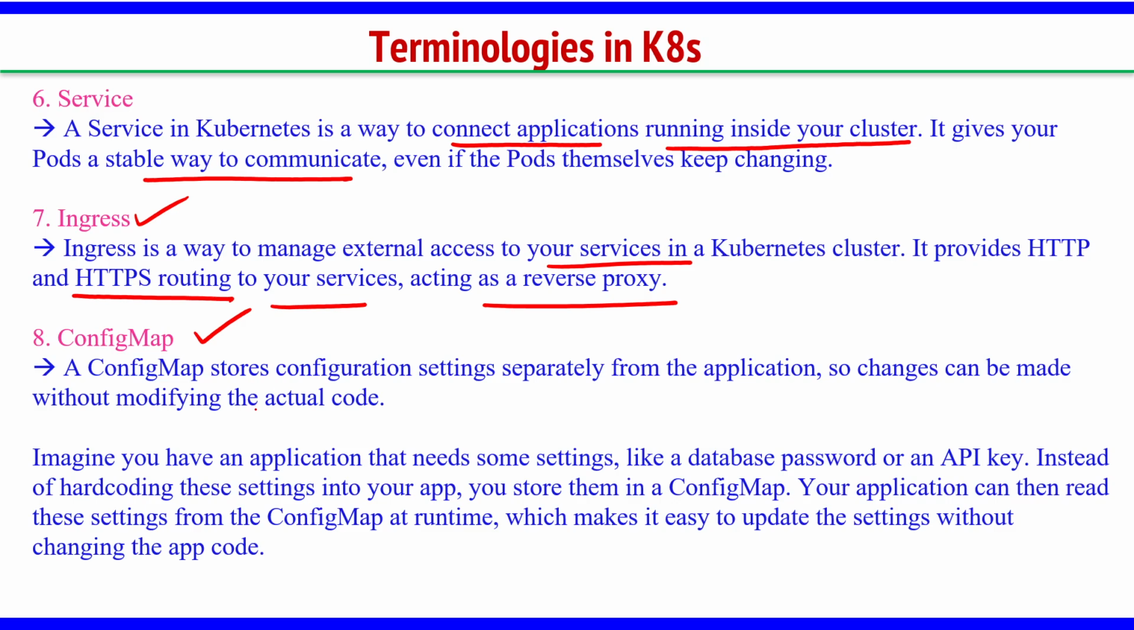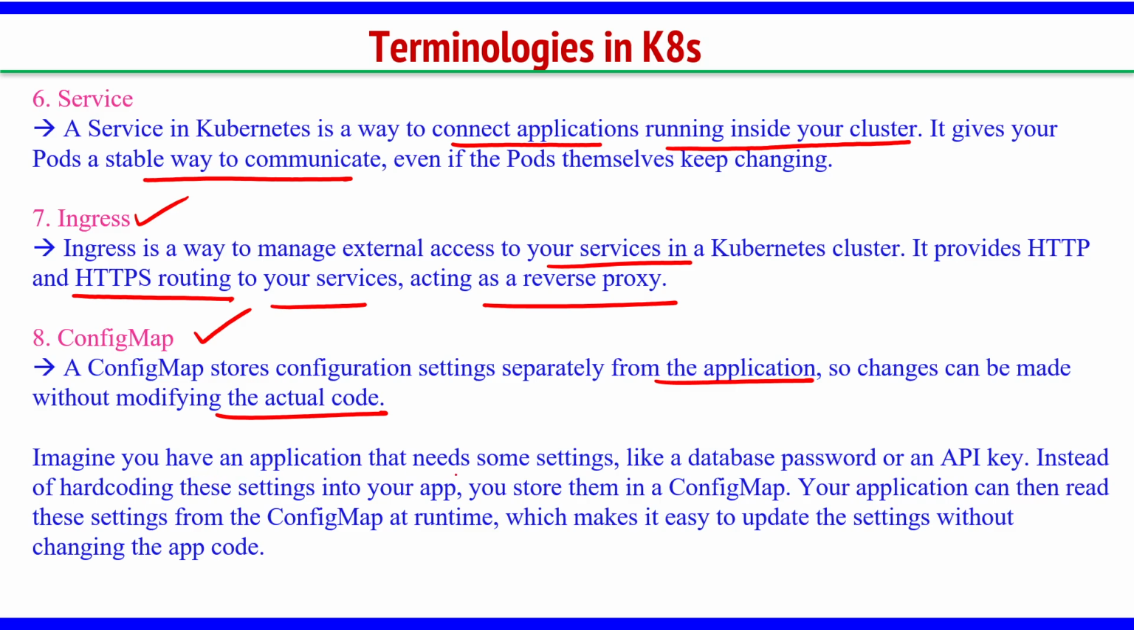What is this config map? It stores configuration settings separately from the application. Okay. So, changes can be made without modifying the actual code. So, all the configurations related to the application are stored in the config map. Let us see an example.